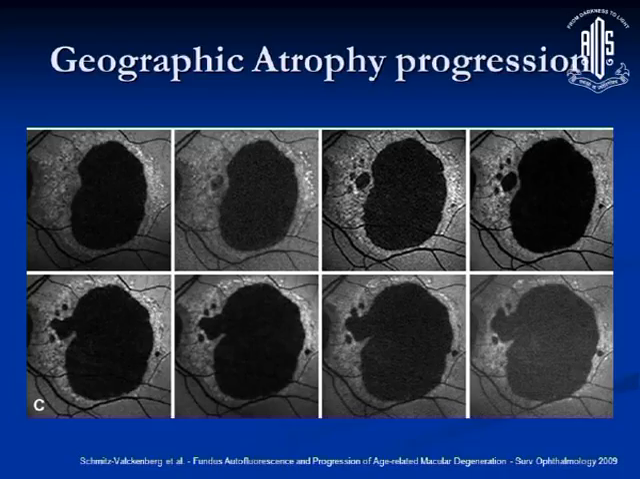Now, this slide shows the rate of progression of hyperautofluorescence. Let's look here. This area seems to be progressing over a period of 18 months. Now let's come to wet AMD.